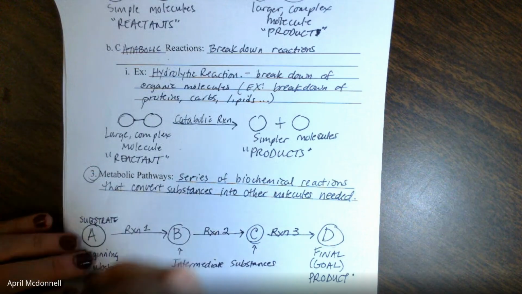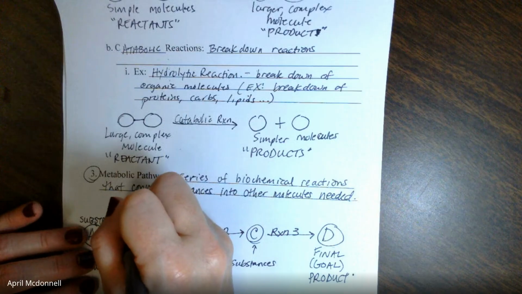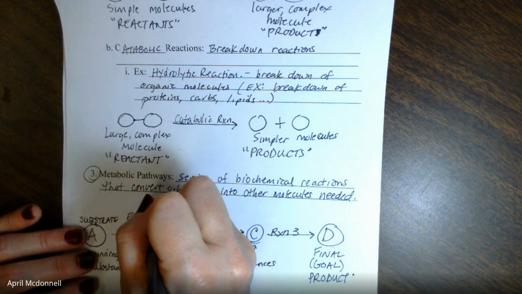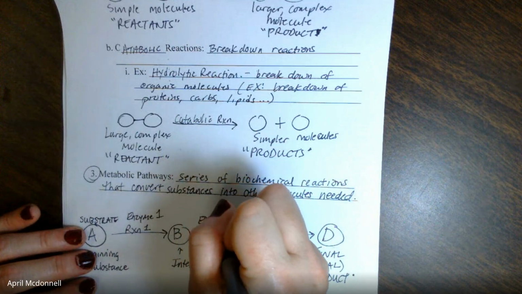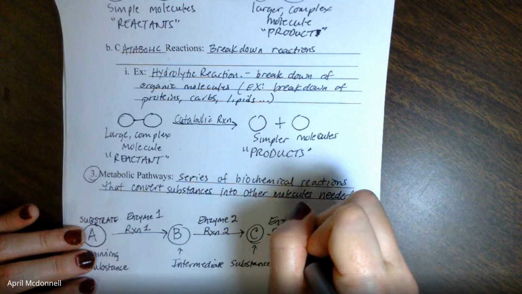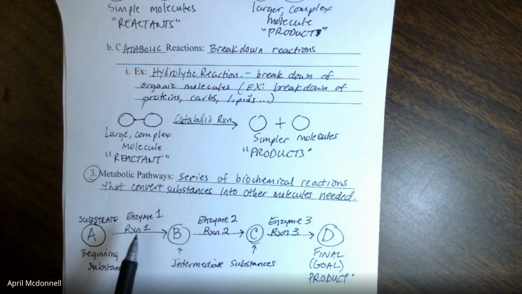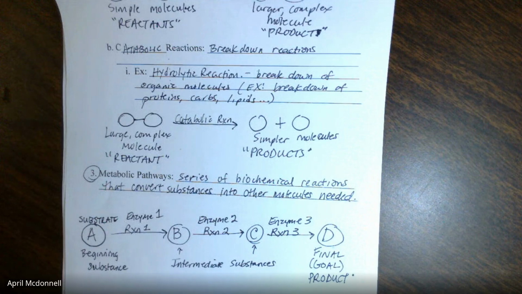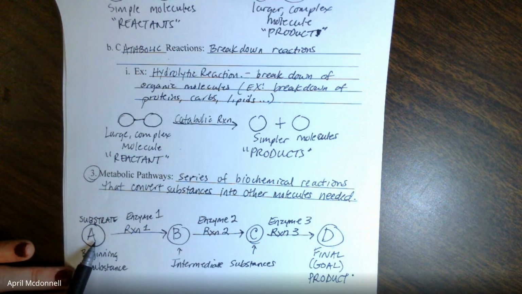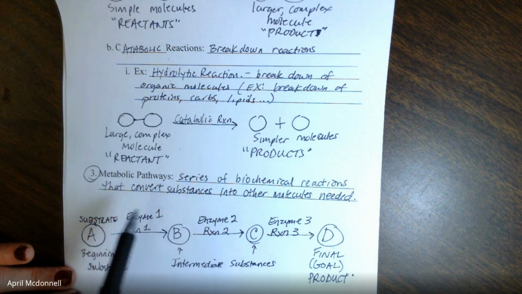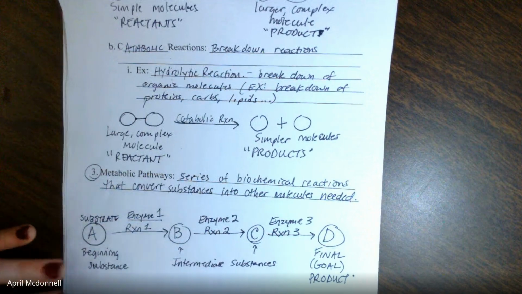At each reaction, it's important to note that we need a specific enzyme to drive that reaction. Oftentimes, metabolic pathways are made of 25 or 30 or more reactions. So this is a very simplified diagram of a metabolic pathway. And during every single reaction, a specific enzyme is needed for that reaction. For example, in order to get from A to B during reaction 1, we need a very specific enzyme called enzyme 1.